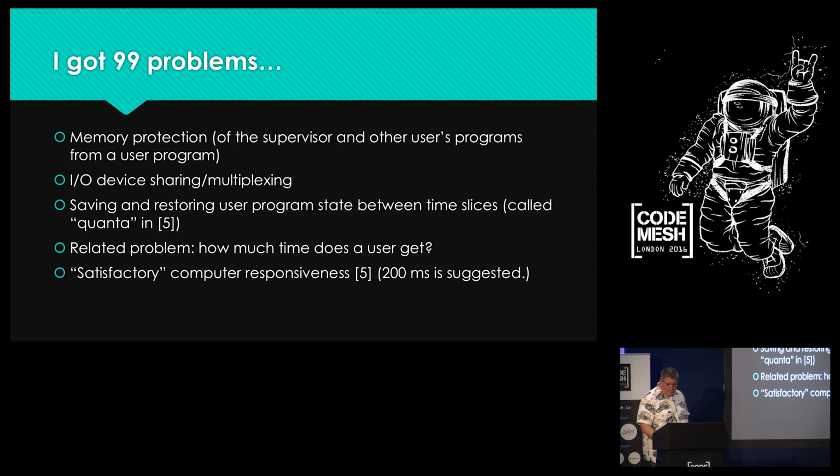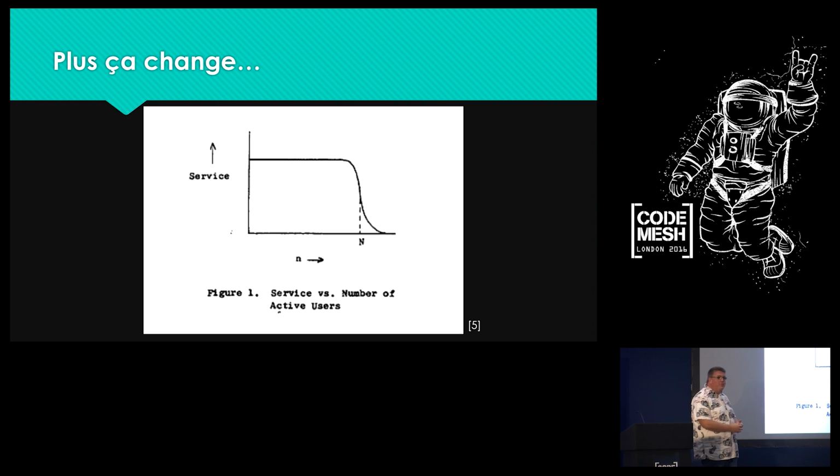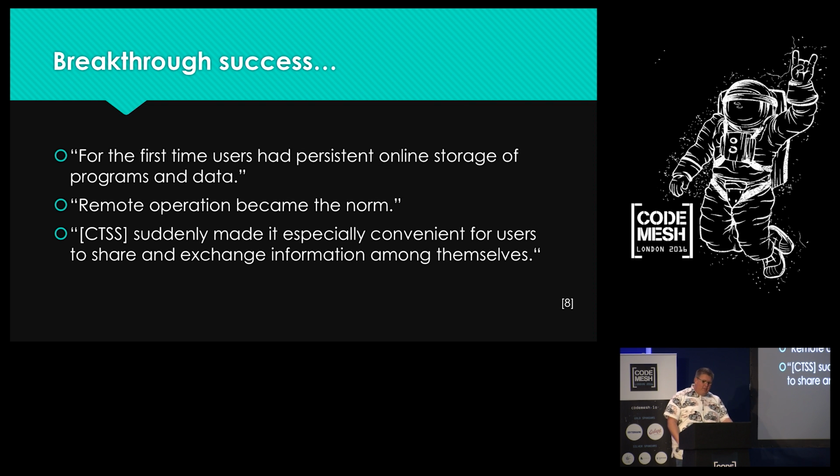This next slide is a great picture. We've all seen pictures like this in our graphs and metrics systems. This is from a paper that was published in 1962, and what it describes is the service level versus the number of users. We're all familiar with this curve. We hit that point N, and then basically it goes to 0. Corbató saw that a long time ago and wrote about it in his paper. Corbató described this as a breakthrough success.